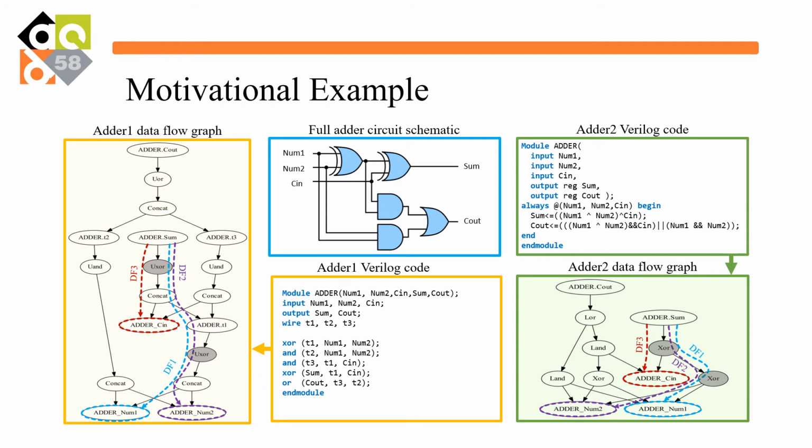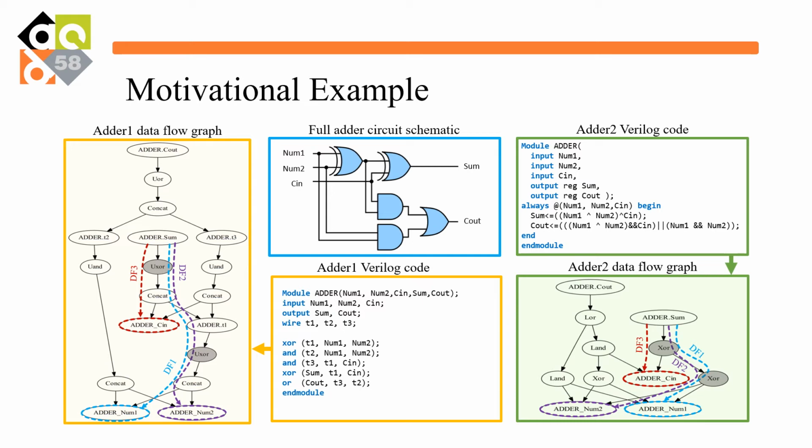We studied the concept of piracy and similarity among hardware designs in a test case of two different variations of the full adder circuit. Here you see the schematic for a full adder circuit and two different Verilog codes that are basically introducing the same design depicted in the schematic, but they have different codes. We have also generated the data flow graph for these Verilog codes.